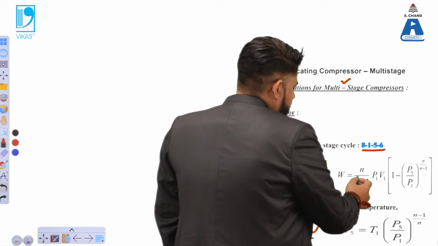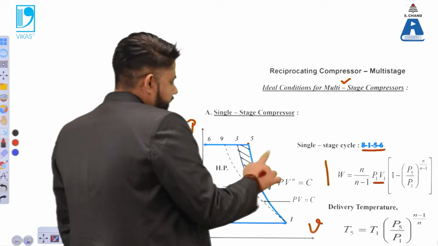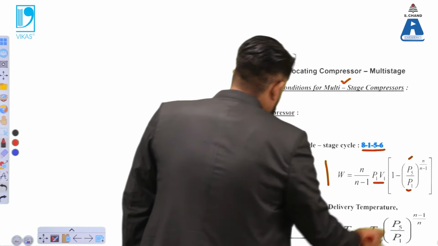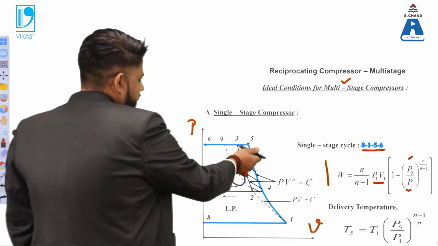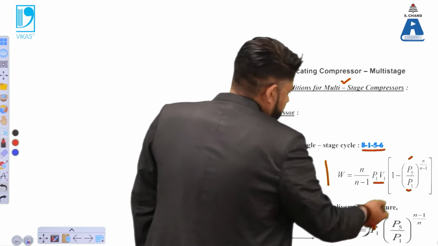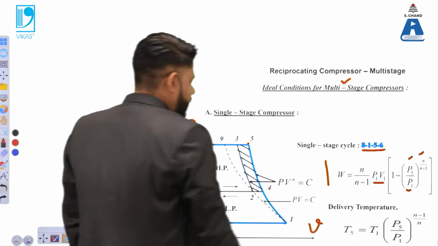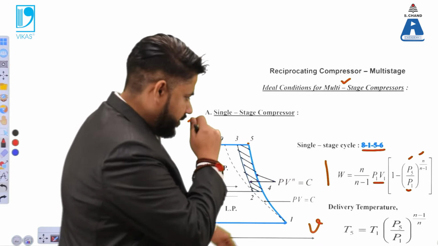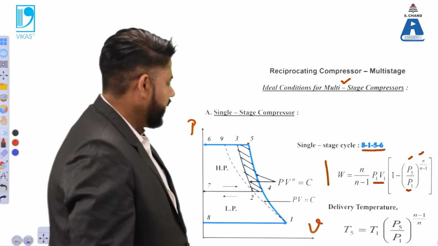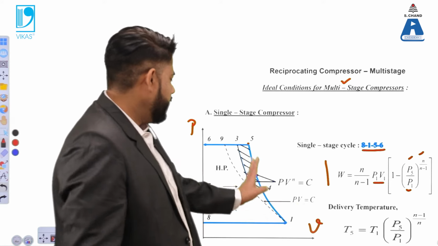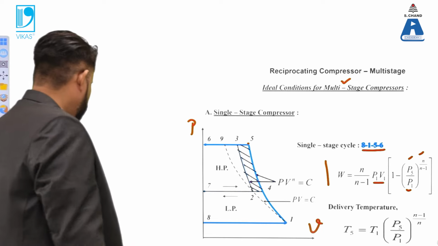The work done here is related to the formula n over n minus 1 P1 V1, and additionally the two pressures, pressure number 5 and pressure number 1. So we would be getting those two pressures together, that would be P5 by P1 raised to the power n minus 1 over n. The delivery temperature can be determined from the expression T5 equals T1 times P5 by P1 raised to the power n minus 1 over n. That is for the process that follows PV raised to the power n equals C.